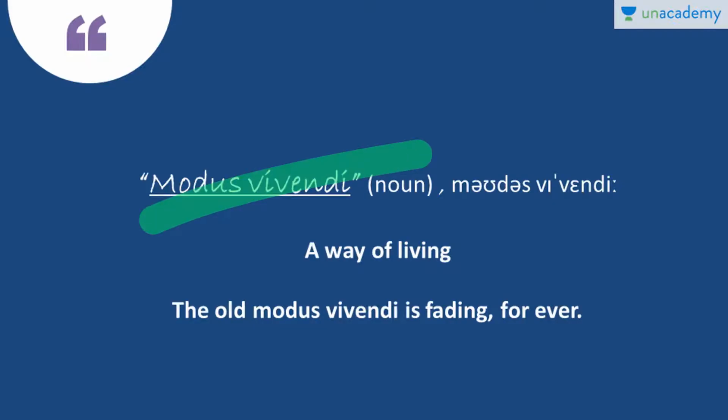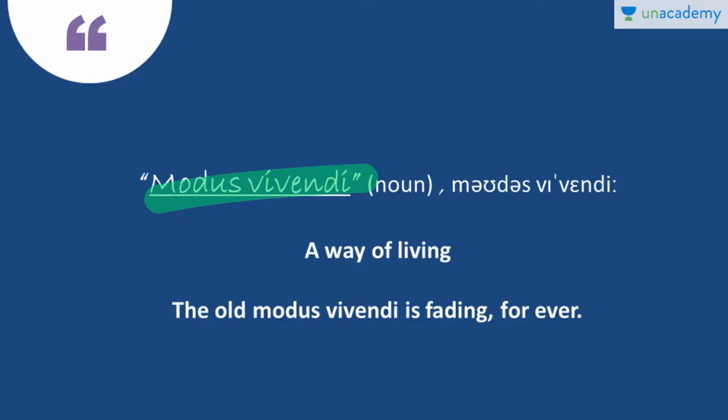We first talked about modus operandi, and the next word we have is modus vivendi. Now what is this modus vivendi? Again it's a noun, and the pronunciation is modus vivendi. You can read it out here. Its meaning is a way of living. Like we talked about modus operandi, the meaning is way of doing something. So when I'm saying modus vivendi, it means a way of living. How you live your life, the way you follow to live your life, that is what modus vivendi is.